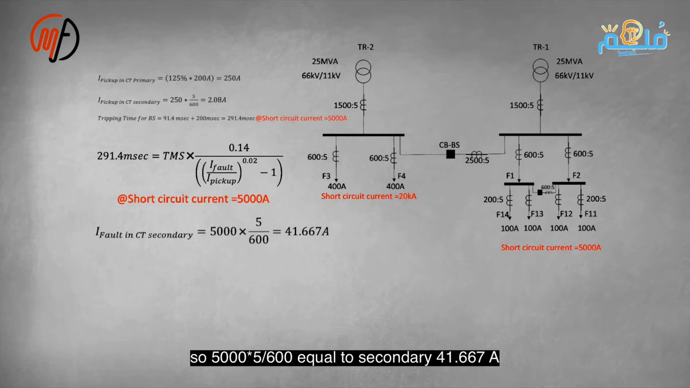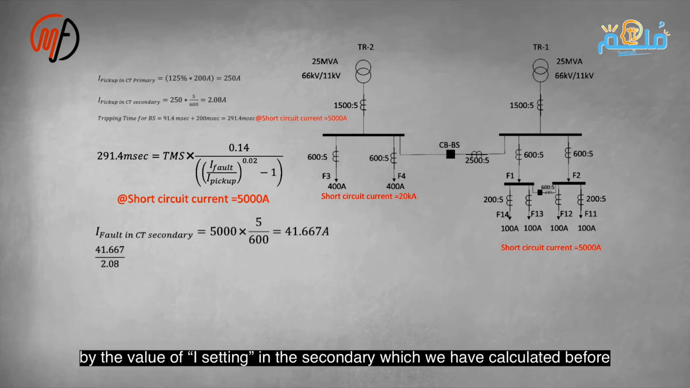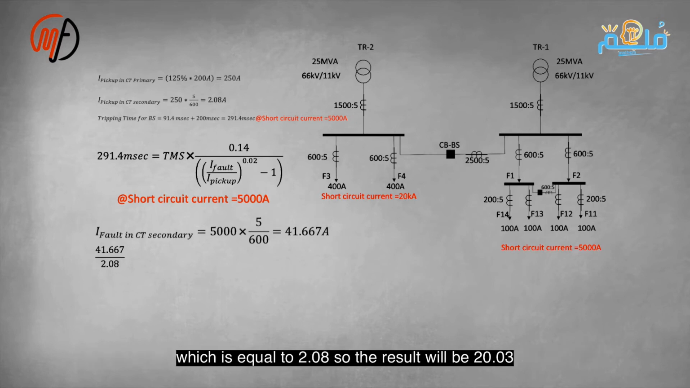Divide 41.667 by the I setting of 2.08, resulting in 20.03. Raise this to the power of 0.02 using the normal inverse equation to get 1.06178. Subtract 1 from 1.06178 to get 0.06178.